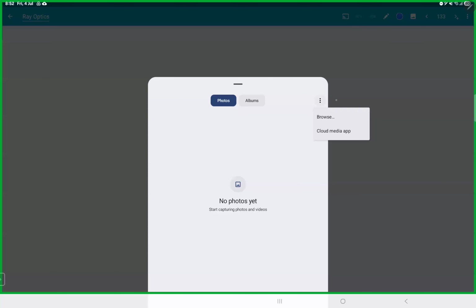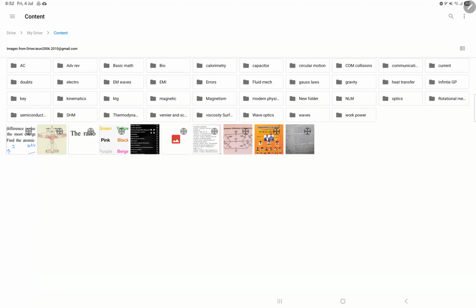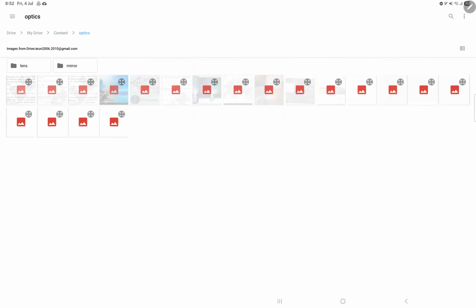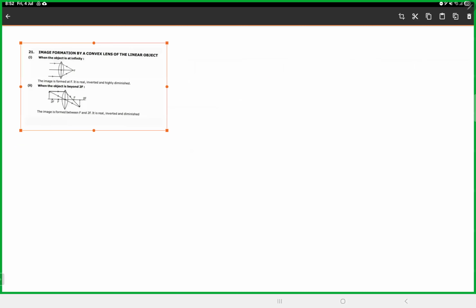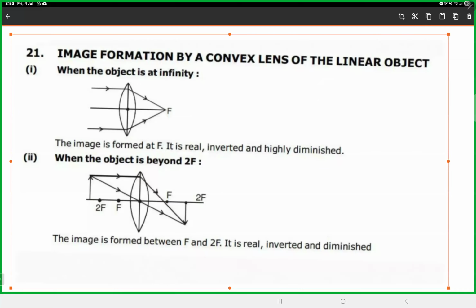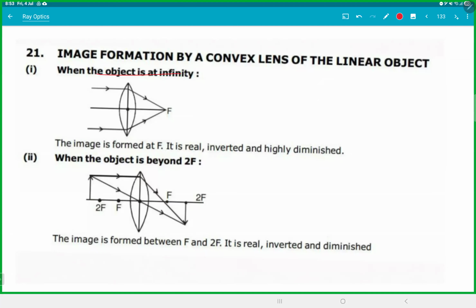So, the same thing which we did in mirrors. Object is at infinity: the image will form at the focus, real, inverted, highly diminished. Have a look at this. Object beyond 2f: the image will form between f and 2f. It is real, inverted, and diminished. The results would kind of look like the concave mirror results. Have a look at the page once.